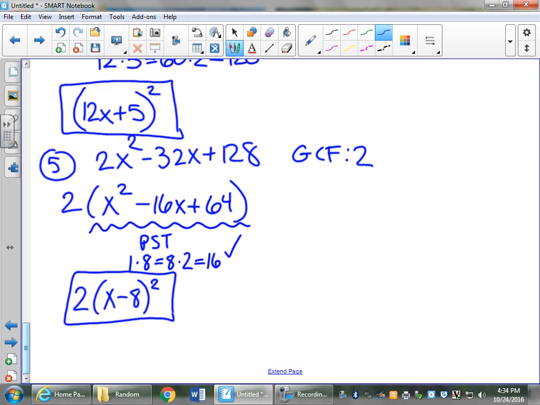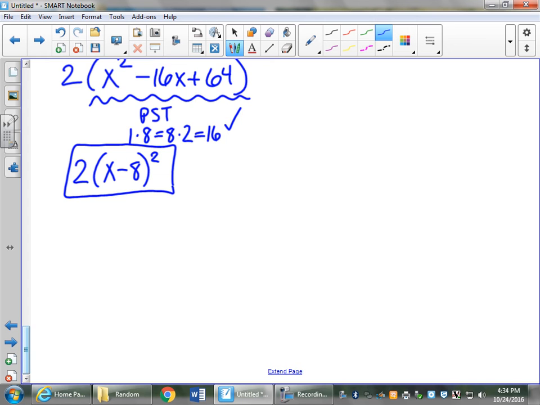And this is the last one of this type. We're on example 6. 100x squared plus 3x plus 49. Go ahead and pause it and check if it is a PST first before anything else.